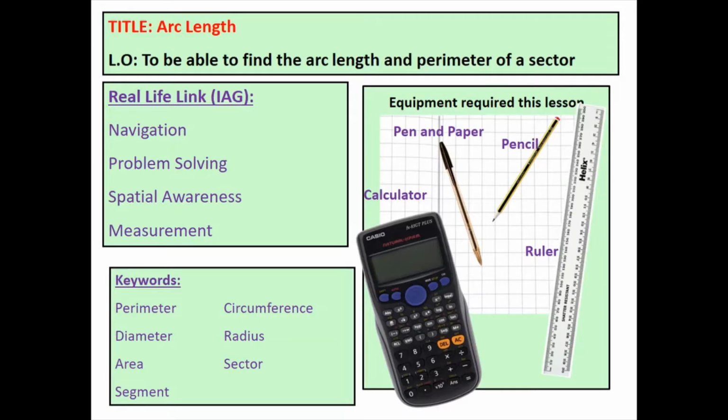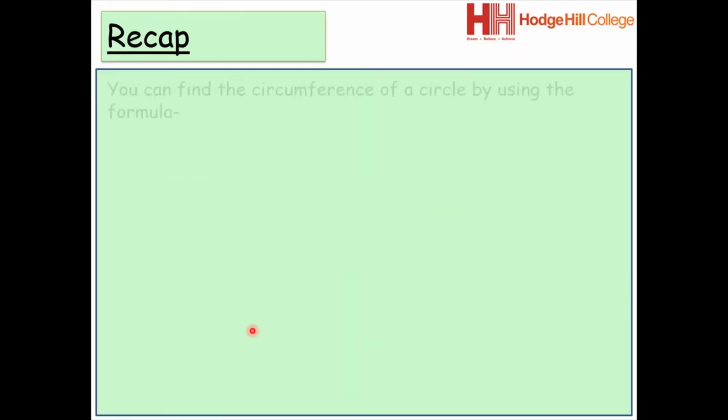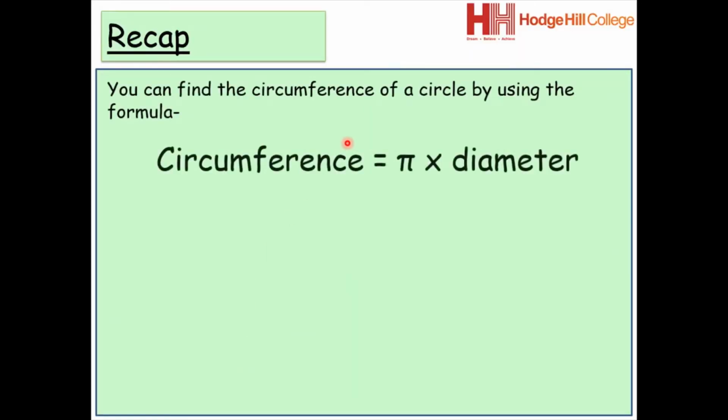Okay. Now there's a couple of words there that you may not be familiar with. Sector is one of them. So sector refers to part of a circle. Arc talks about the curved part of the circle. So an arc is essentially part of the circumference. Okay. So you can find the circumference using this formula, pi times diameter. Now, as you should all know, the diameter of a circle is double the radius. So if a question gives you the radius, you can double it to work out the diameter.